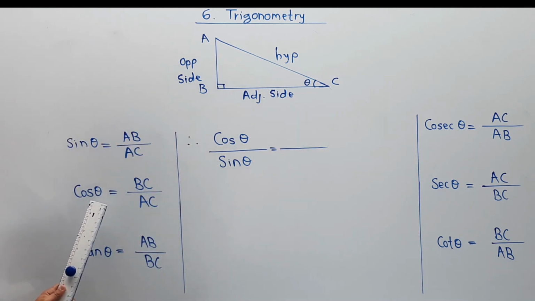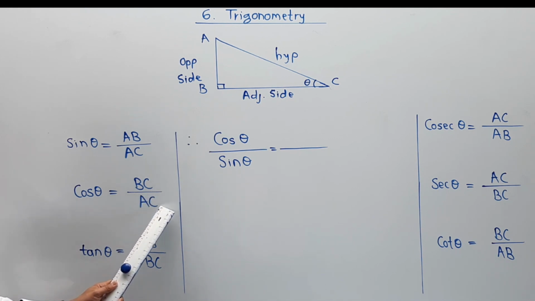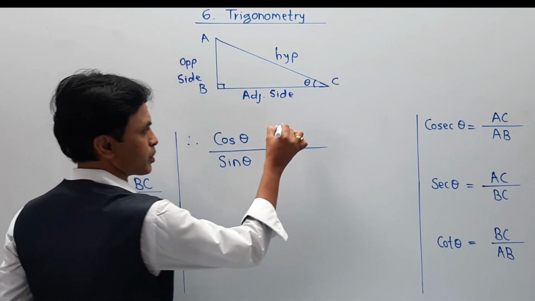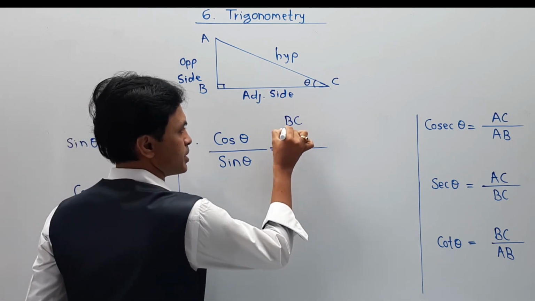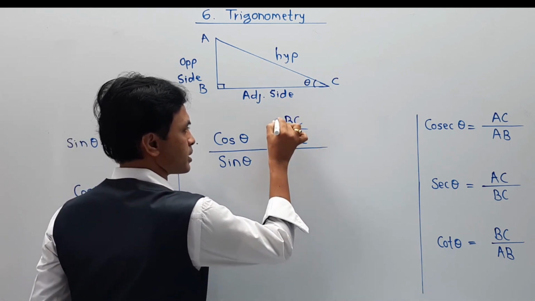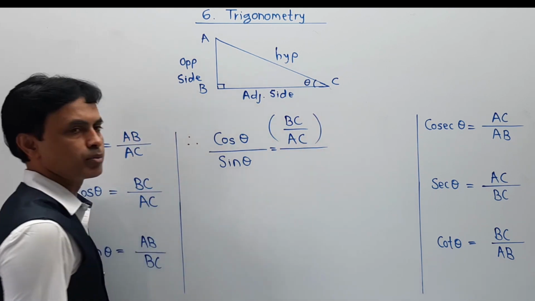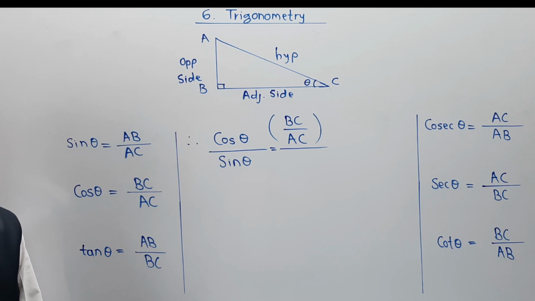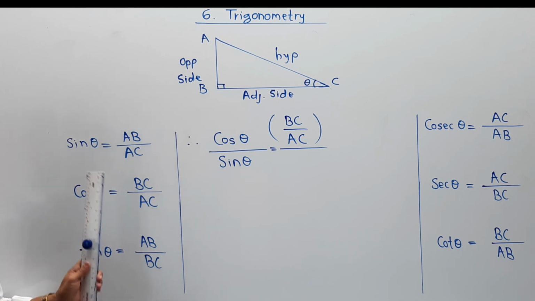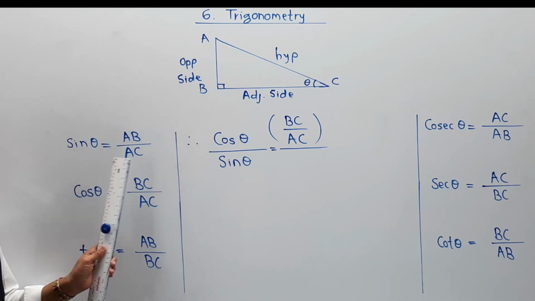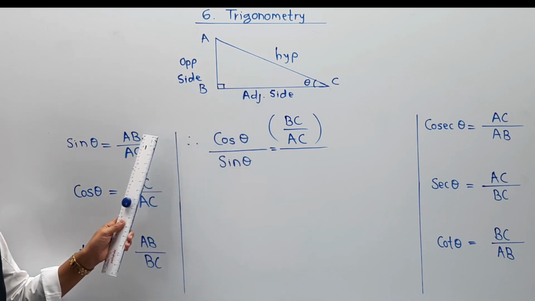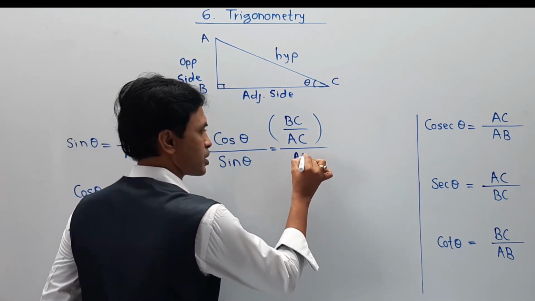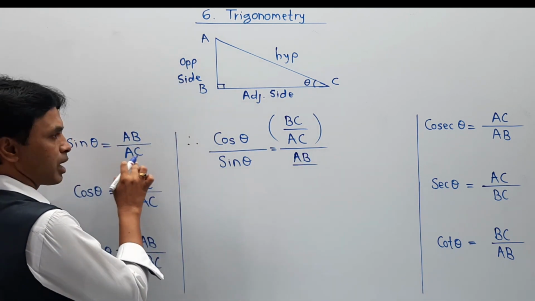Now as per this condition, cos theta is BC upon AC. So I am going to write BC upon AC; this is the value that I am able to get at the numerator. Now, what is meant by sin theta? As per this diagram, it is AB upon AC. So I am going to write the ratio AB upon AC.